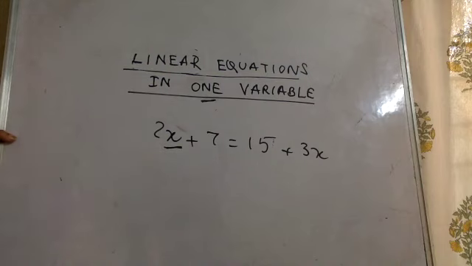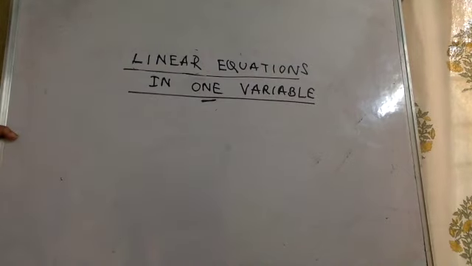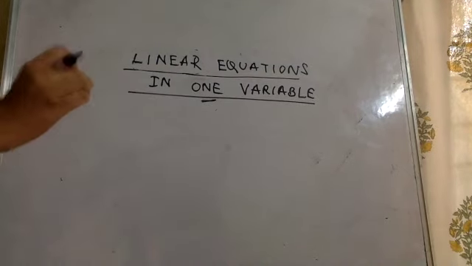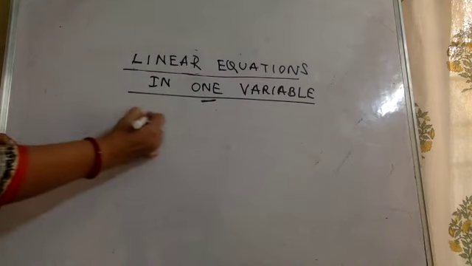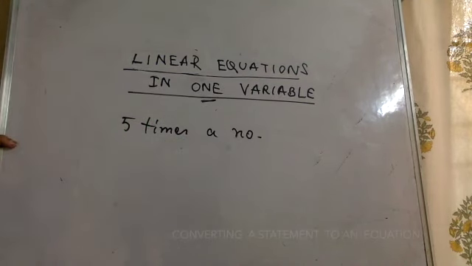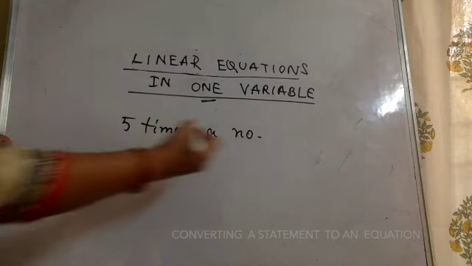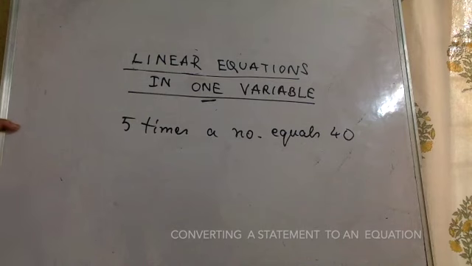Now let us come to the sums. The first type of sums that we will do is we'll convert a statement to, sorry, not a reason, we'll convert a statement to an equation, to a linear equation. Okay, 5 times a number equals 40. 5 times a number equals 40.